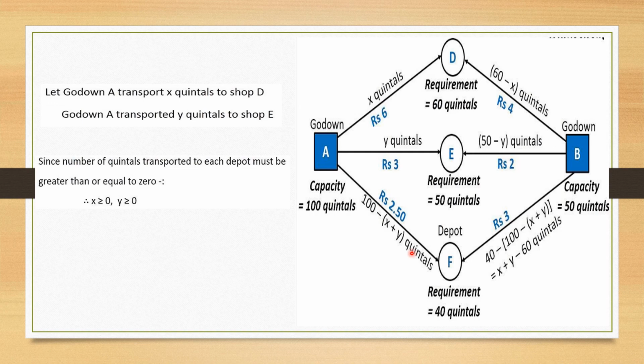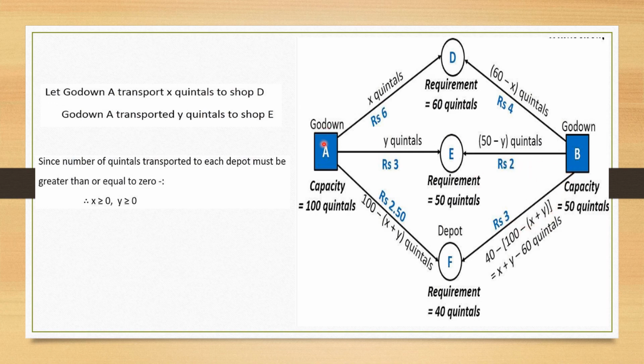Okay, as you can see, we started framing the problem from godown A. Okay, so every ration shop will be fetching the maximum quantity from A. If you start from B, it will start fetching the maximum from godown B.